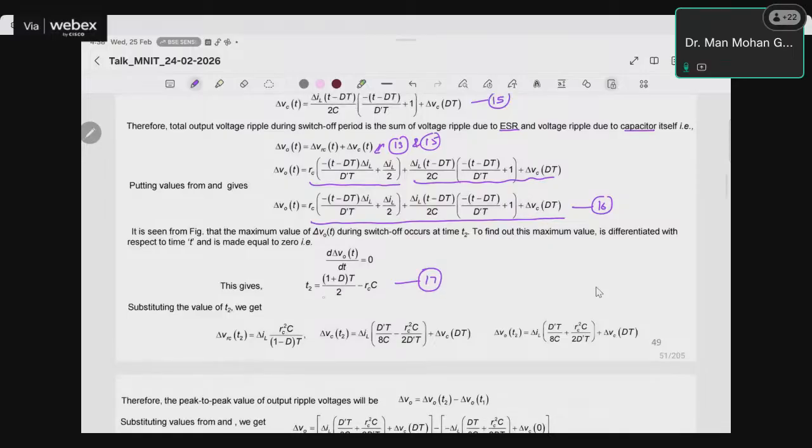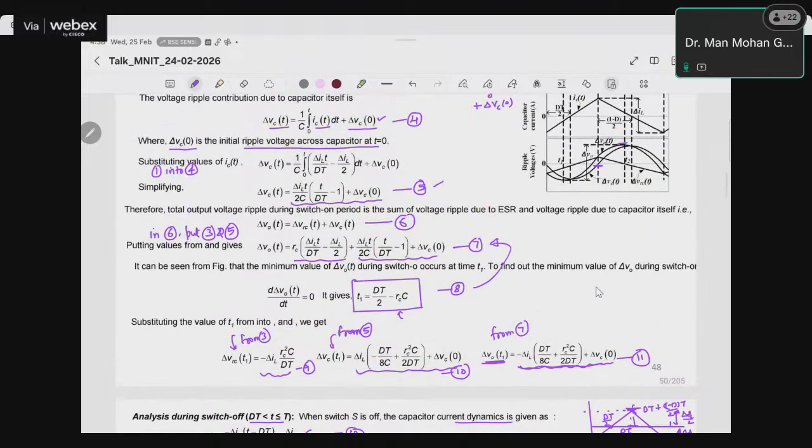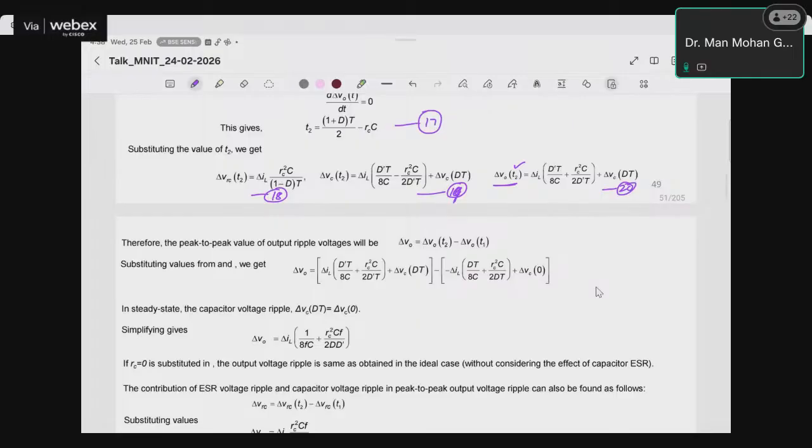If I put this value of t2 back in these three different expressions, then I will get the contribution by RC, the contribution by the capacitor, and then the sum of these two, that is the total output voltage ripple at time t equal to T2. So that is equation 20. Now I have obtained del V naught T2, and here I have obtained del V naught T1. And you can see here the difference of these two voltages is my output voltage ripple, right? So the peak to peak value of the output voltage ripple is del V naught T2 minus del V naught T1. So we take the difference. So this is the difference.